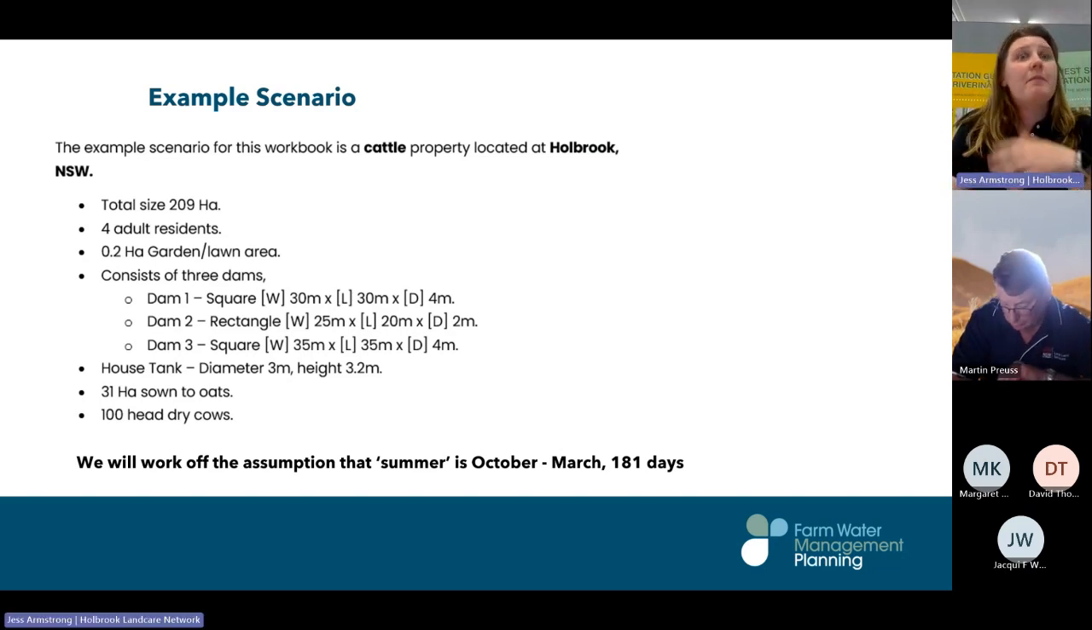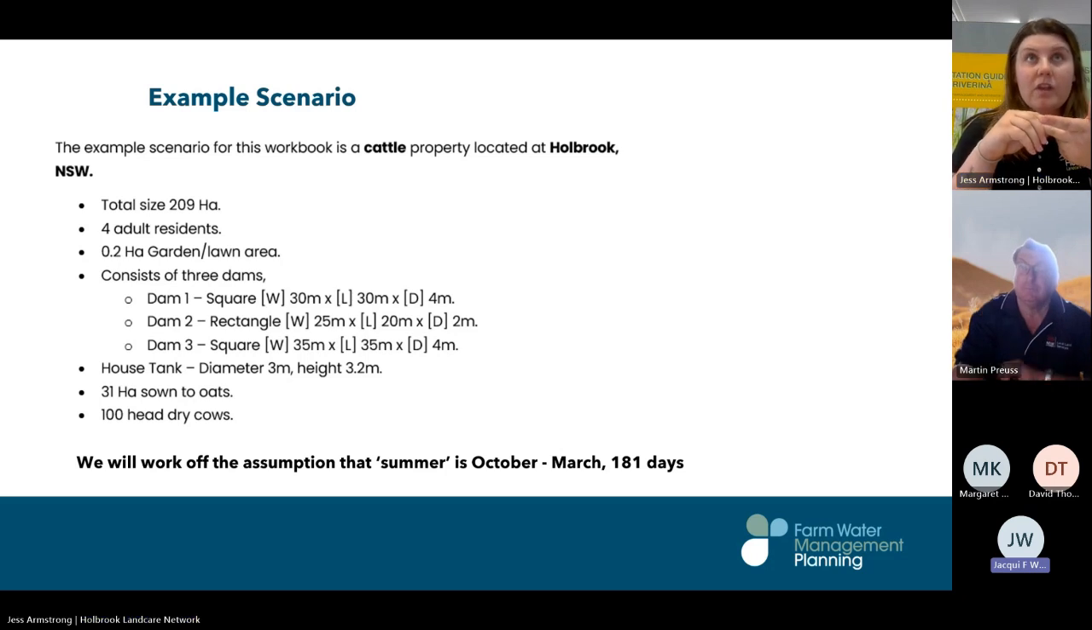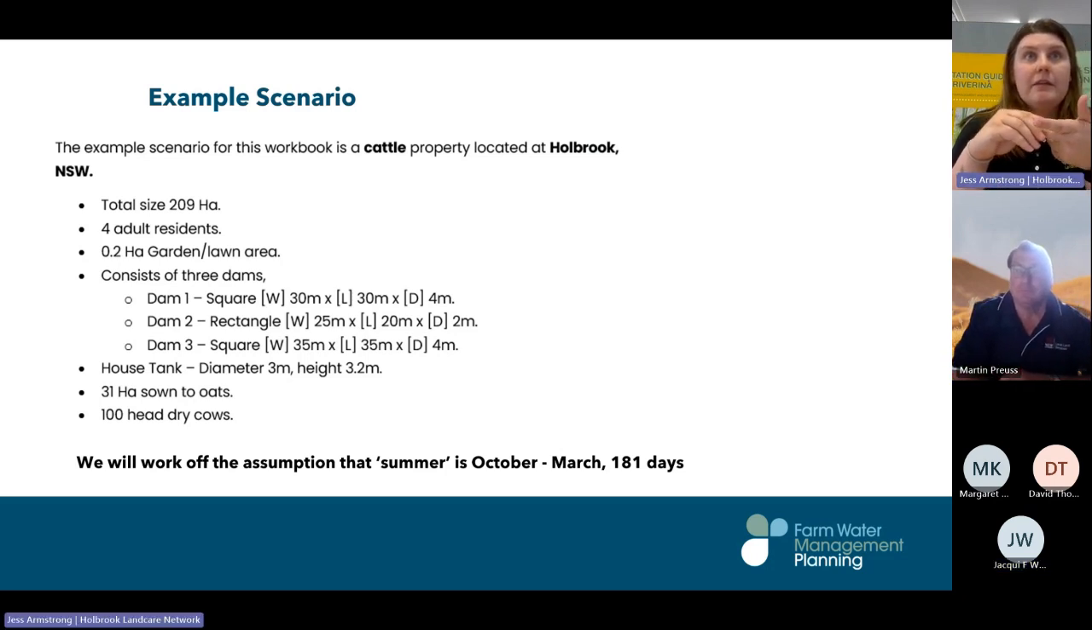So if we remember from our first one, where we were calculating our farm water requirements, we were looking at things like how many livestock we're going to retain during this challenging time or dry time. We're also looking at what our general household requirements are. We're looking at what our general farm needs are, such as spraying.